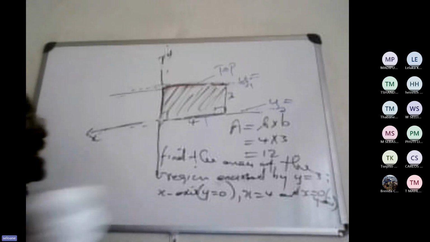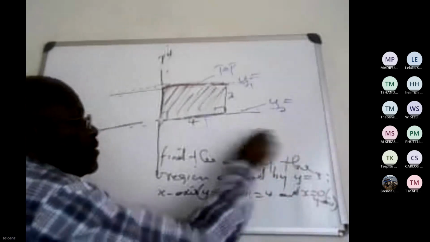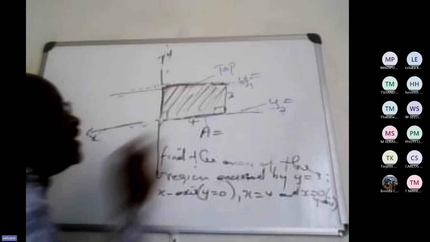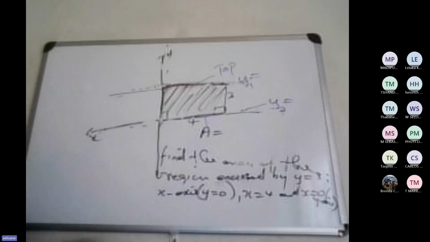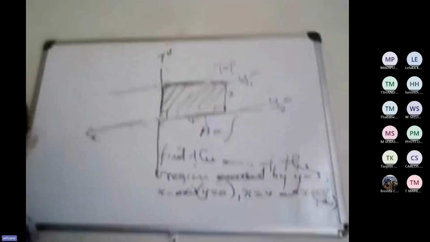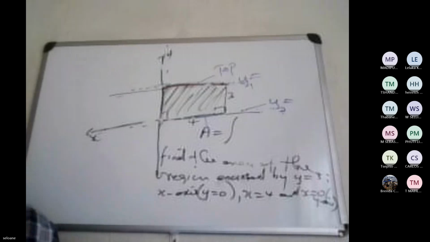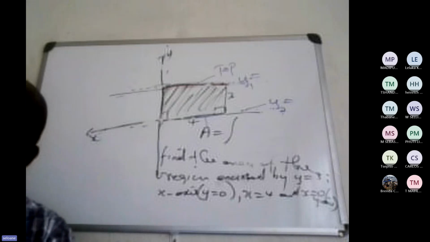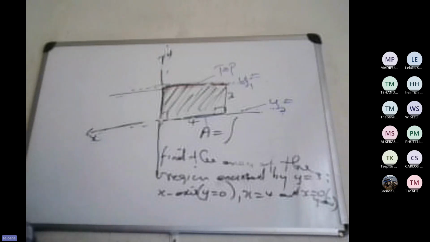Then what will be the area now? What is the area of this region? Using the integral method, the area A will be the integral of what? It will depend. Please make sure that you are with us.